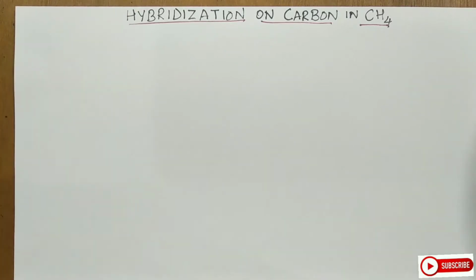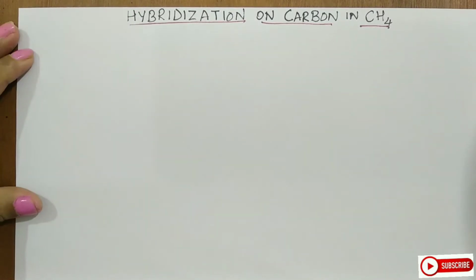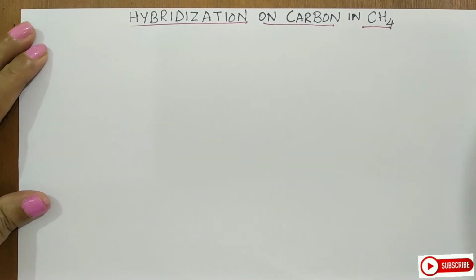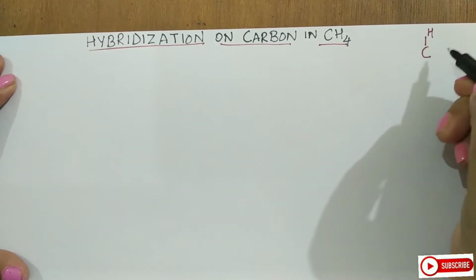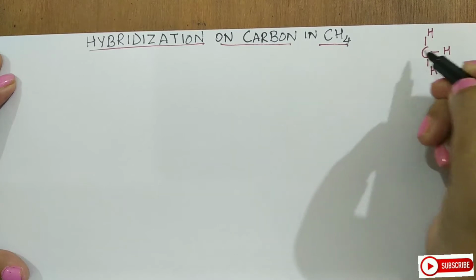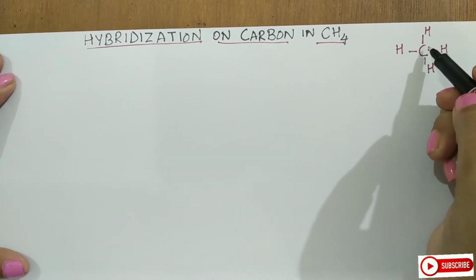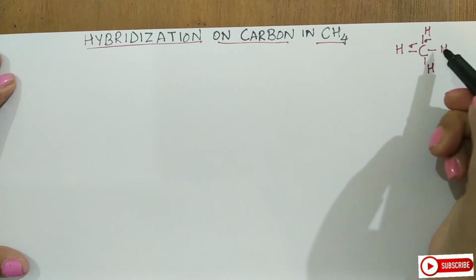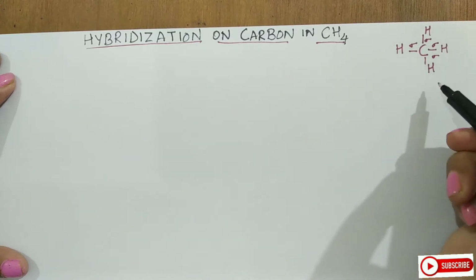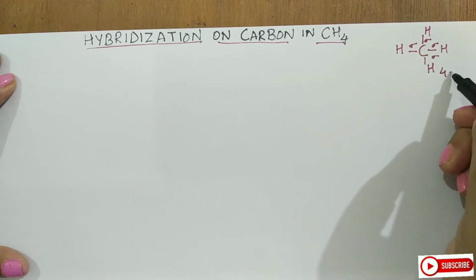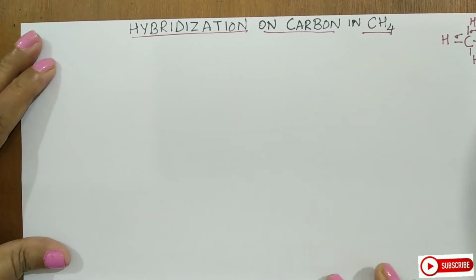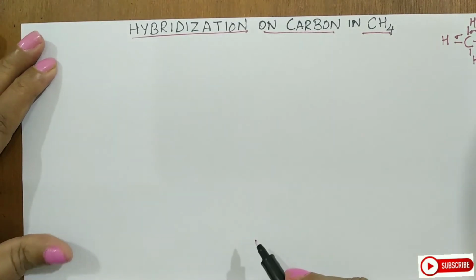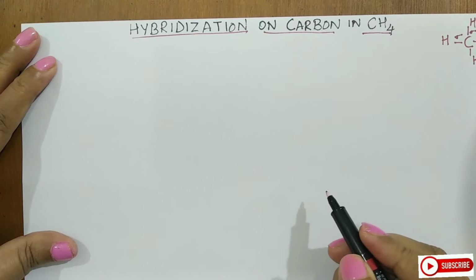Hello students. In this video we are going to see hybridization on carbon in the methane molecule. Now students, if you see the methane molecule, it consists of carbon to hydrogen 4 bonds, which means there are 4 carbon to hydrogen sigma bonds. And because of this, I need to keep 4 electrons unpaired on the carbon atom. And the hybridization that carbon will undergo in methane is sp3 hybridization.